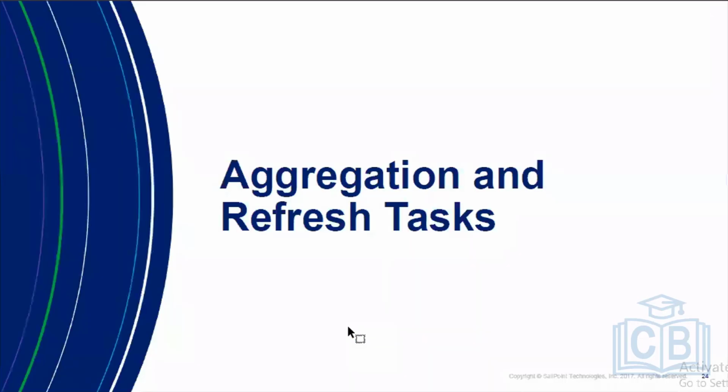Okay, let's continue. So next is the aggregation and refresh task. Just two points to explain to you. Aggregation task helps you to pull the data from the target system to Sailpoint. So when you run the aggregation task, it means you're pulling some data from the target system into Sailpoint. Next, the refresh task. The purpose of the refresh task is that any modifications you make to an identity, which need to be updated into the Sailpoint database, you would run a refresh task. Okay, that is the purpose of these two tasks.